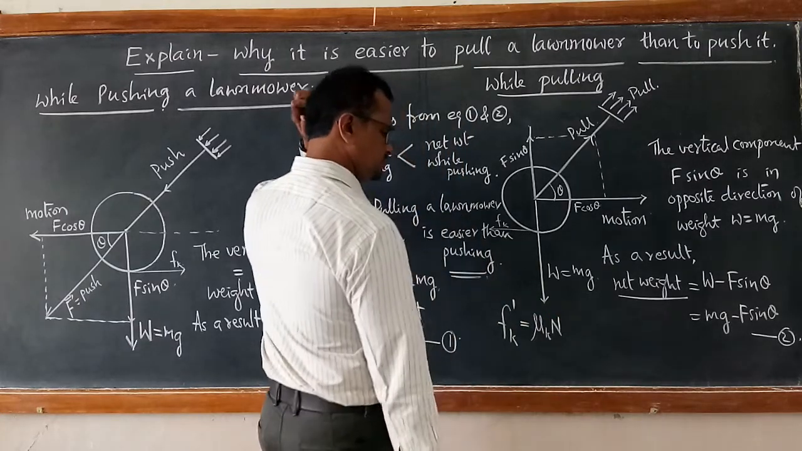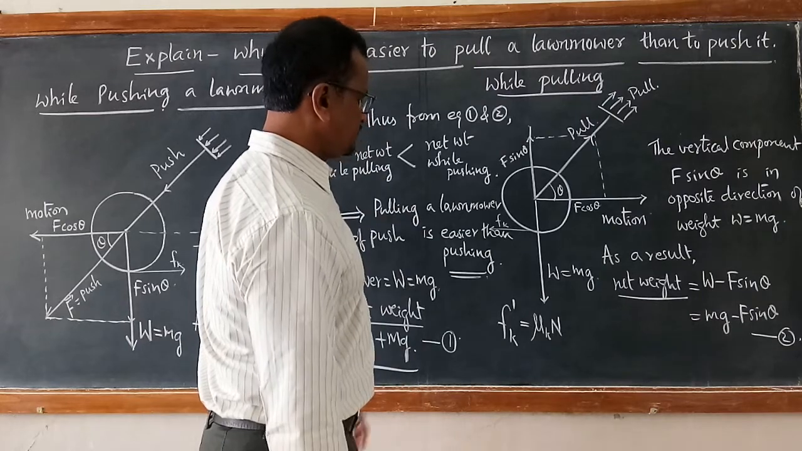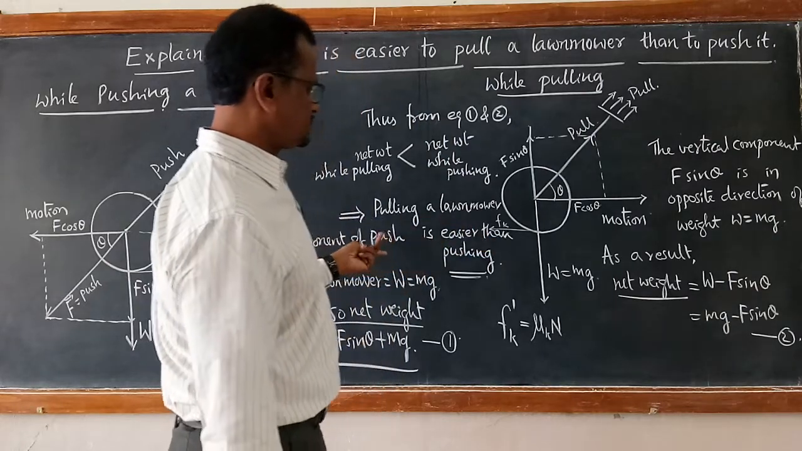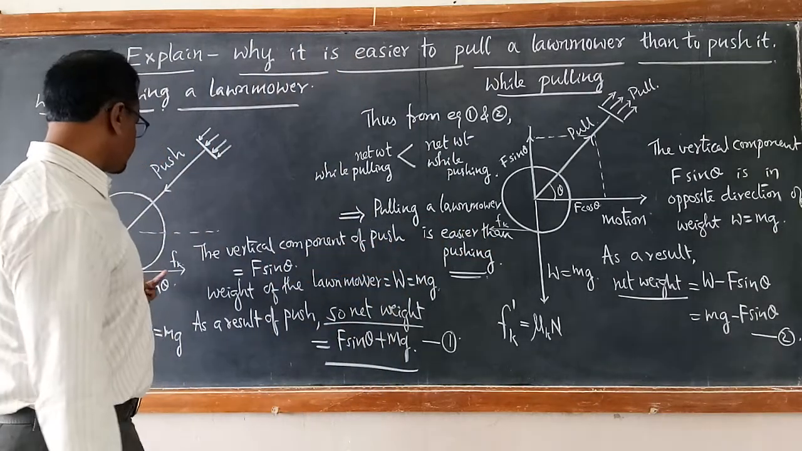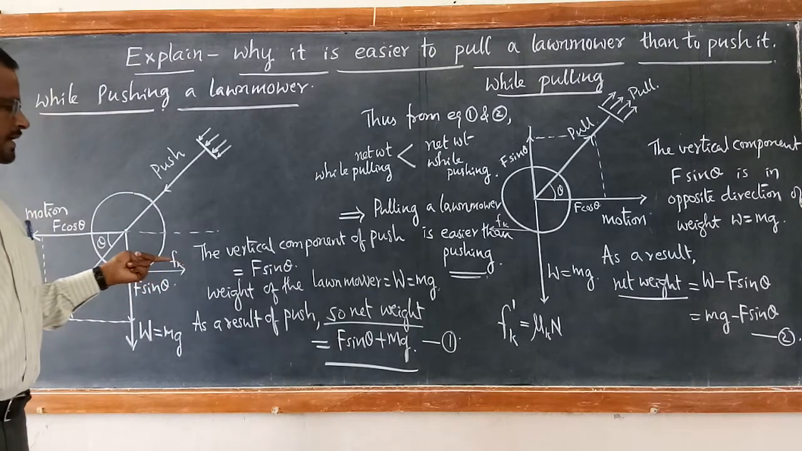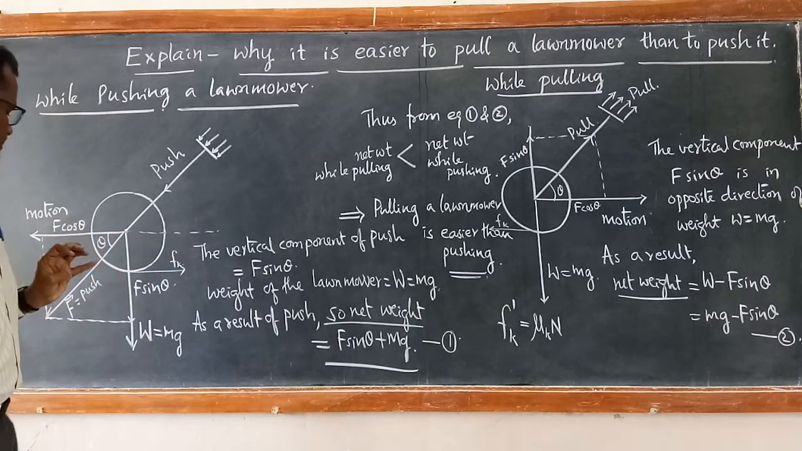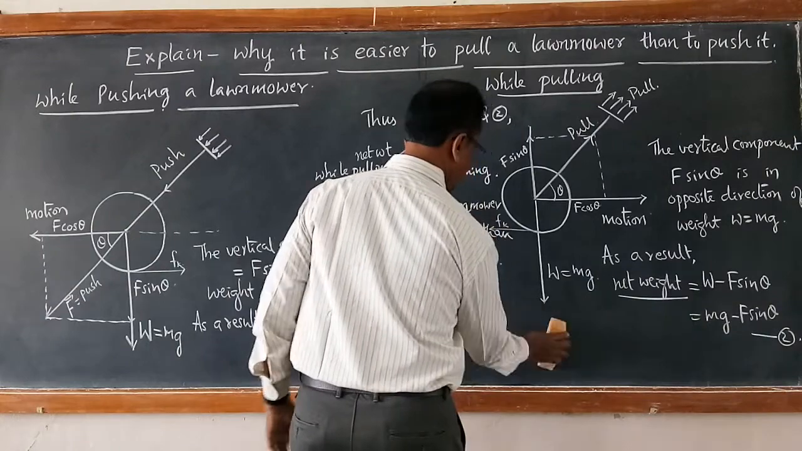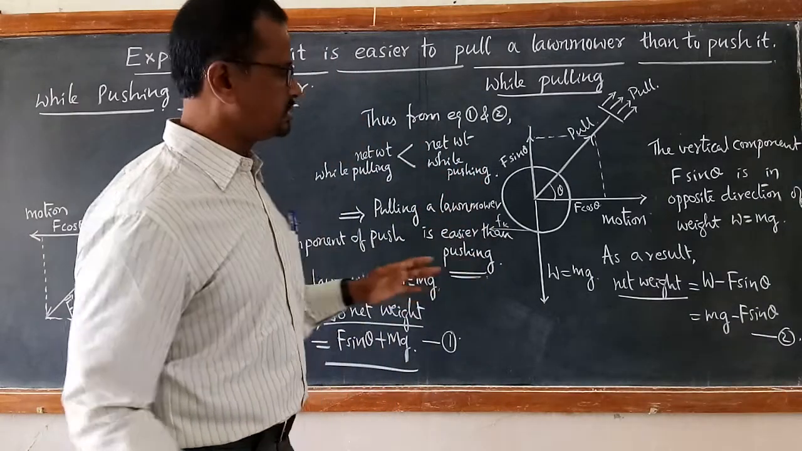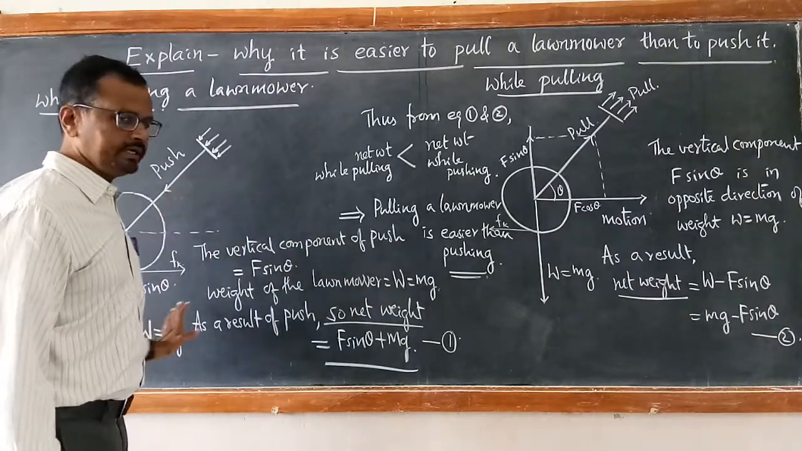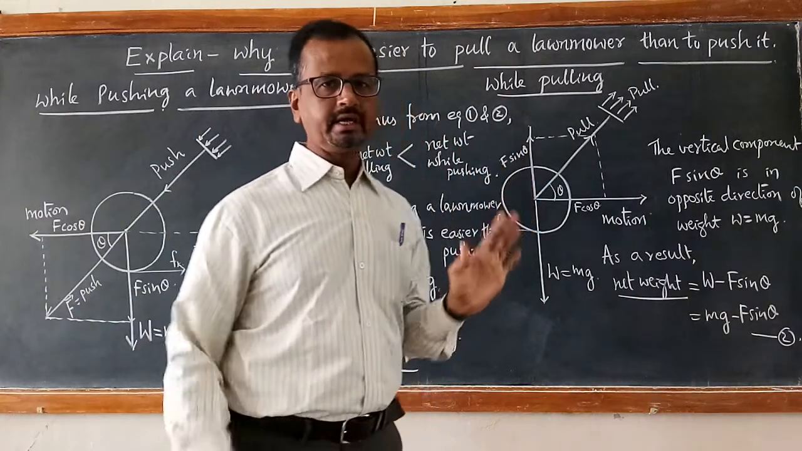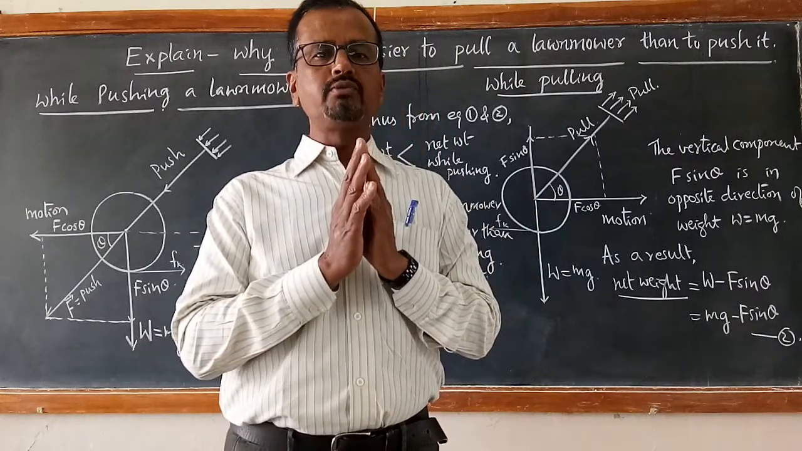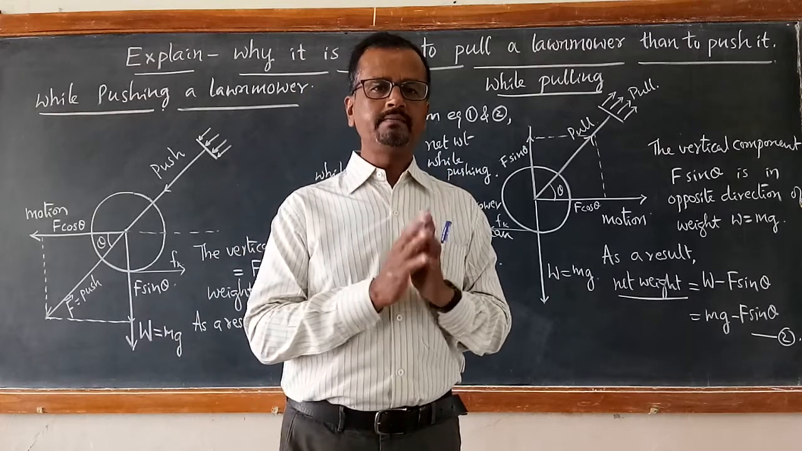So as a result, what happens? The kinetic friction decreases. N is Mg minus F sin theta. In the other case, the kinetic friction increases. It becomes Mg plus F sin theta. Otherwise, you can directly use only the weight: while pushing, what is the net weight, while pulling, what is the net weight. With only this calculation of net weight, we can prove that pulling a lawnmower or a roller is easier than pushing it.